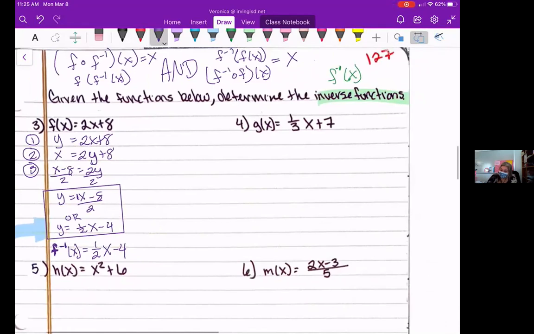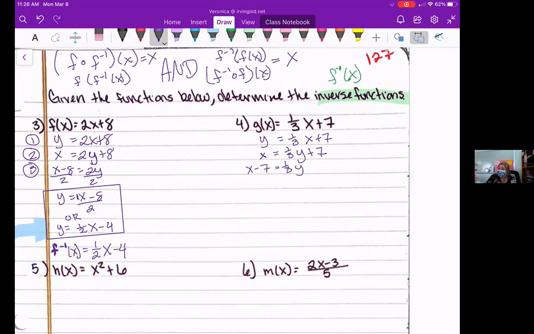So number 4. My first step is to change g of x into y. So instead of g of x, I want y. Then I'm going to flip my x and y. So I'm going to put x here and then 1 over 3 y there. And now I'm going to solve for y. So I'm going to subtract 7 from both sides. So that's x minus 7 equals 1 over 3 y.